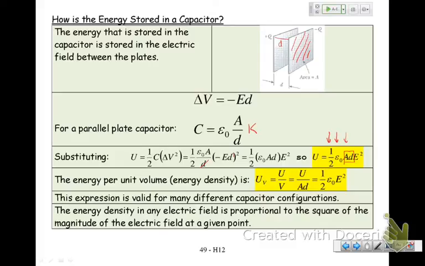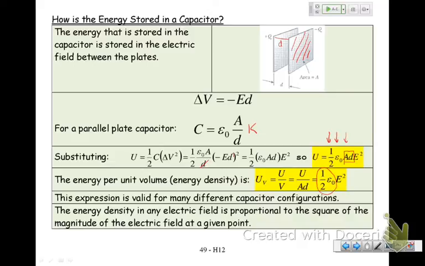Okay. The other thing is energy per unit volume. So just take your energy and divide it by the volume. Well, the volume is there, so it's just going to be 1/2 epsilon naught times E squared. That's very clean, isn't it? The energy per unit volume is just a constant times the electric field squared. If I doubled my electric field, I quadruple my energy per unit volume stored.